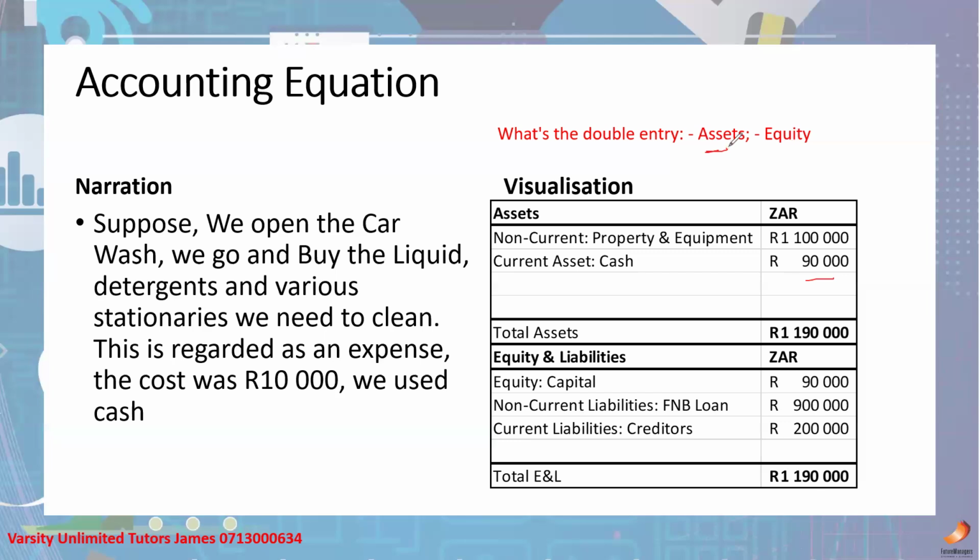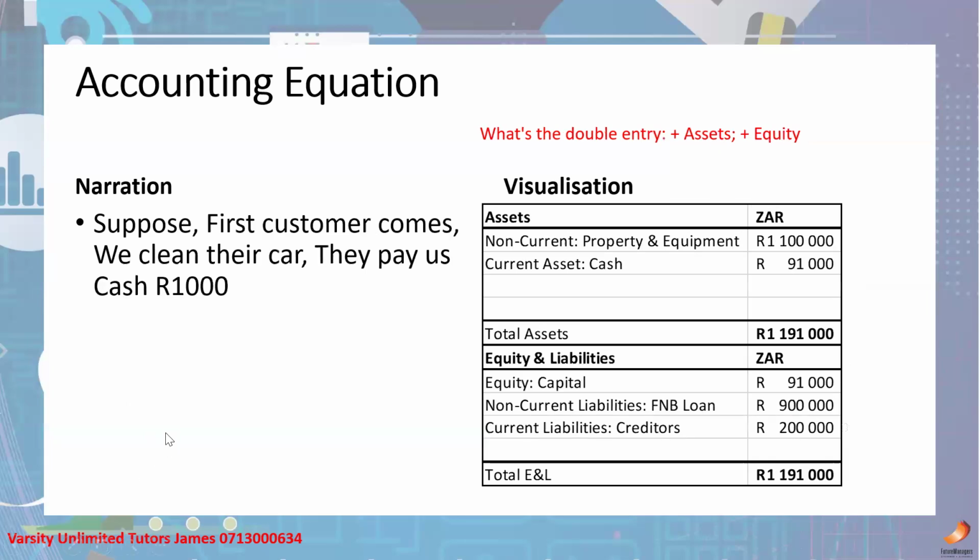But remember what we said? We said expenses reduce equity. So which means your equity is no longer 100,000. Your equity is also now 90,000. So that's what we're meaning when we said expenses reduce equity. So whenever you have an expense, it reduces the equity of the organization. And again, you can see that you're still balancing out the accounting equation.